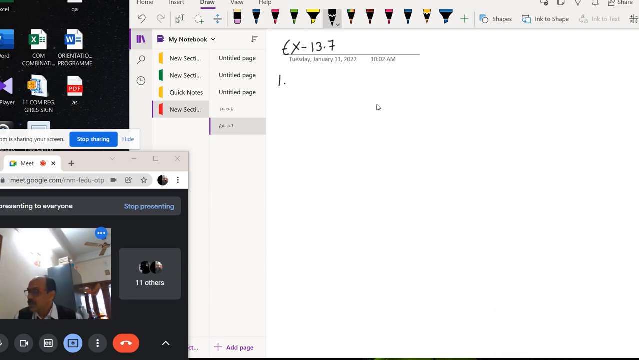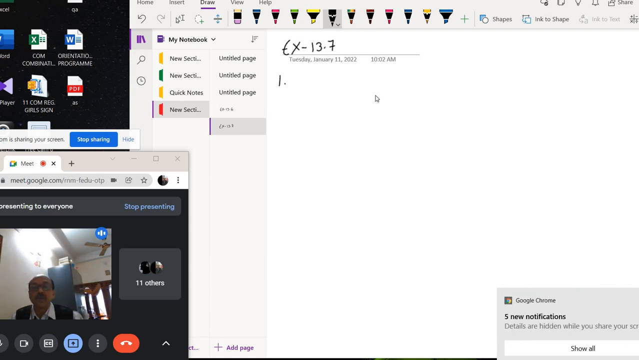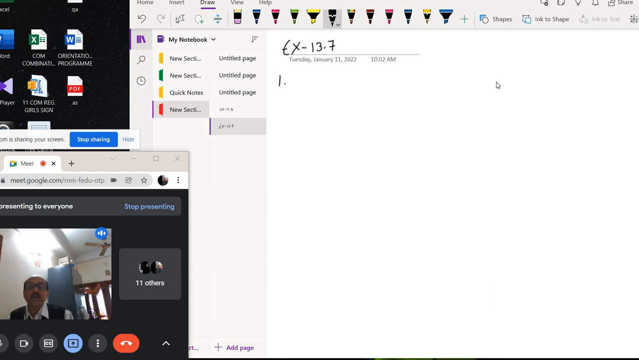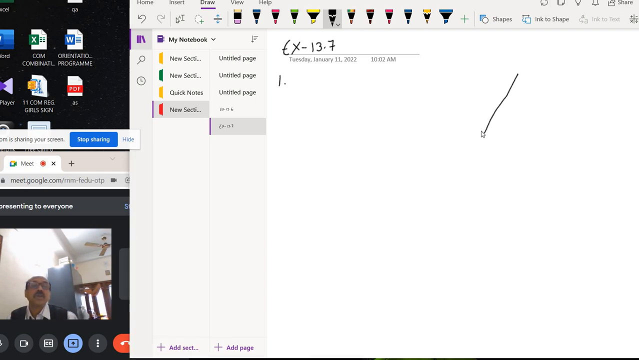So cone, we know different formulas already. What is the volume of a cone, and what is H, what is L? This is the diagram of a cone. Sir, L is the slant height. Yes.